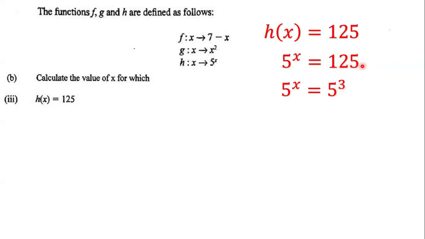And so what do we have? Well, we have 5 to the power of x is equal to 5 to the power of 3. Now, since the bases are the same, that means that the powers are equal. And so that means that x is equal to 3. So the value of x for which h of x is equal to 125 is x is equal to 3. And that's the answer to this question.